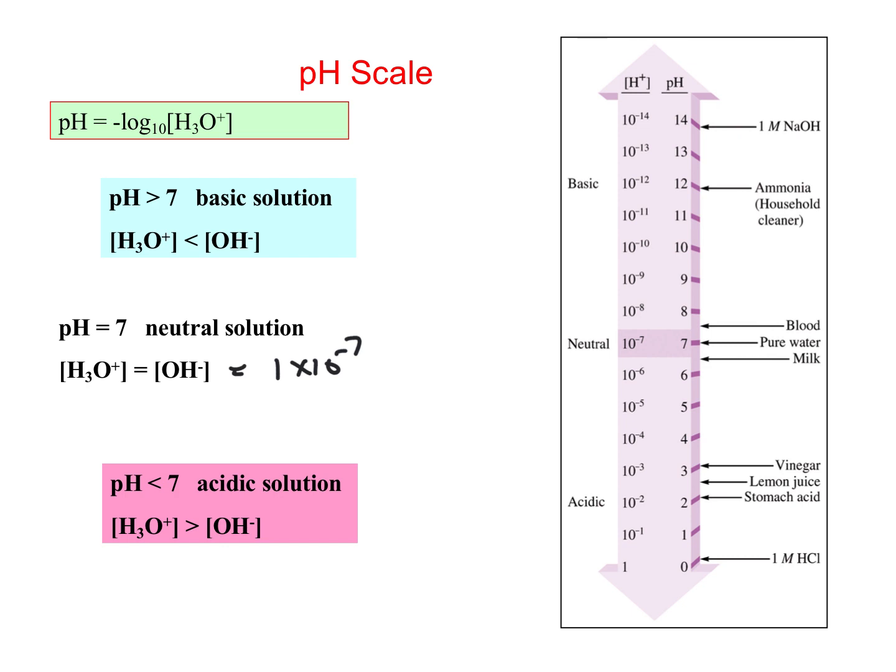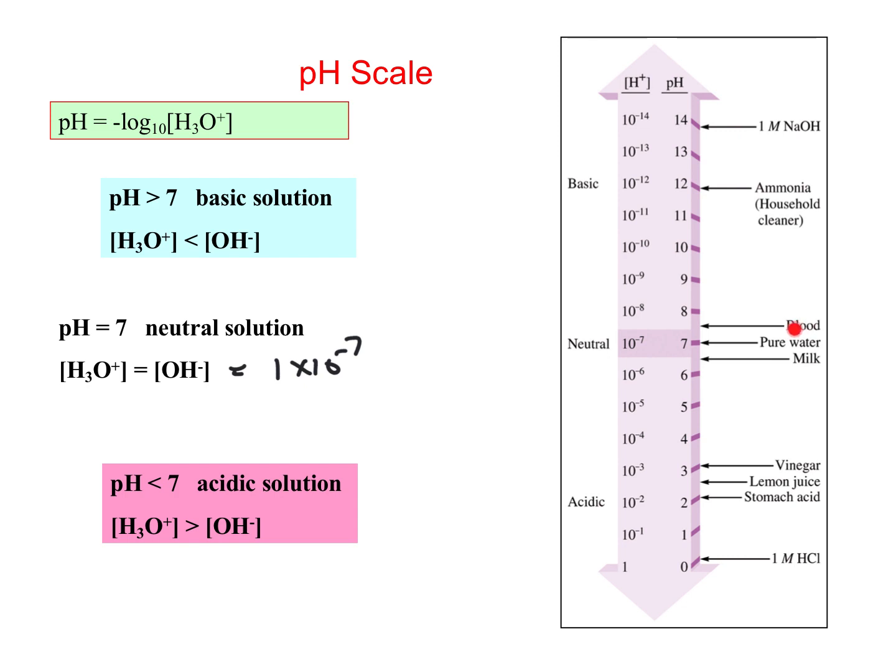Now, the pH doesn't stop at 0. We can have strong acids that are more concentrated than 1 molar, and so the pH scale can actually go negative when we have concentrated strong acids. And then when the pH is above 7, we consider the solution to be basic.